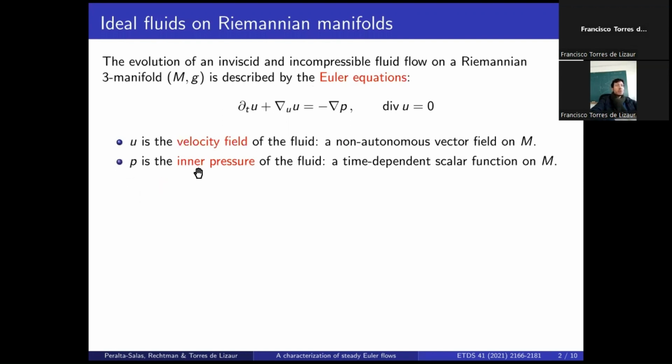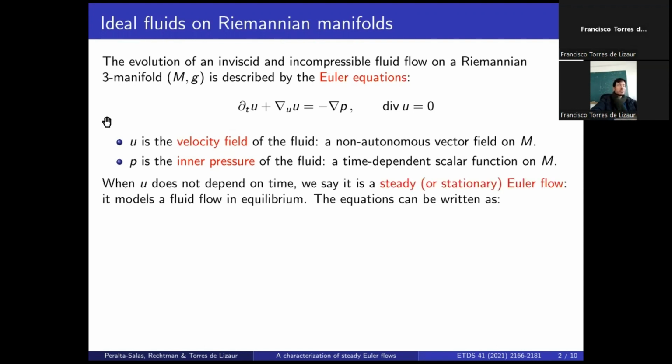Here U is the velocity field of the fluid. This is a time-dependent vector field on the 3-manifold. And P is the inner pressure of the fluid, which is a scalar function, which depends non-locally on the velocity field U. The first equation is just conservation of momentum, Newton's second law. And the second equation is the conservation of mass, or equivalently, the conservation of volume, because density is constant.